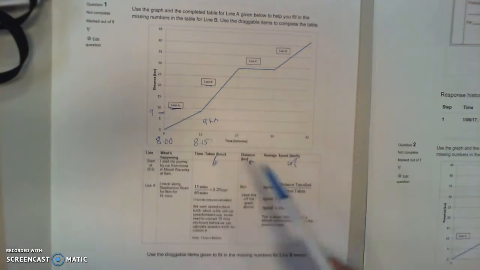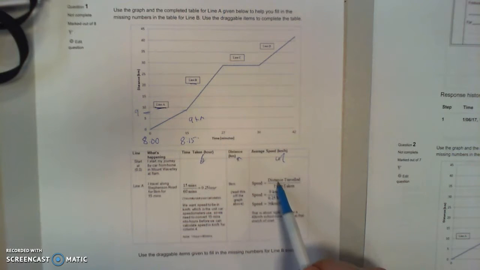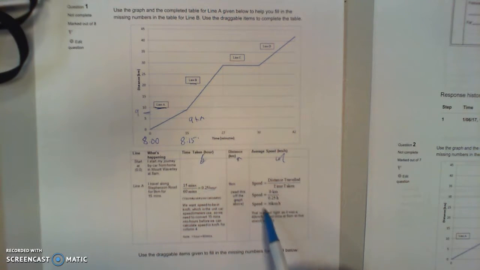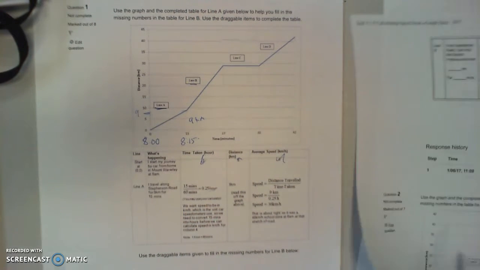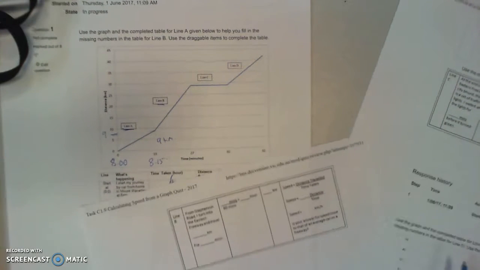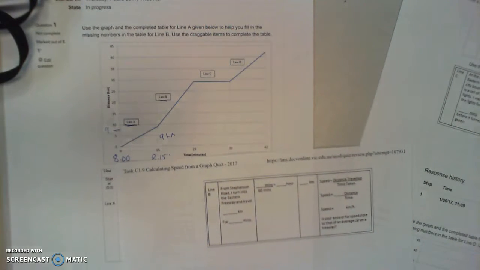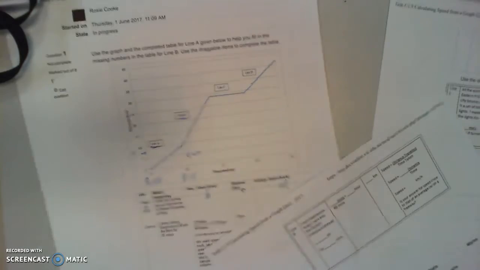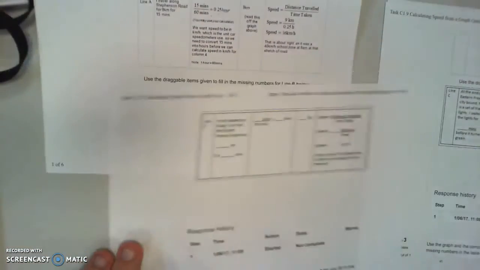Okay, and we read off the graph. The speed is the distance traveled over the time taken. So 9 kilometers in 1/4 of an hour equals 36 kilometers per hour. Okay, so now let's look at the second page. This is the first question I assume.